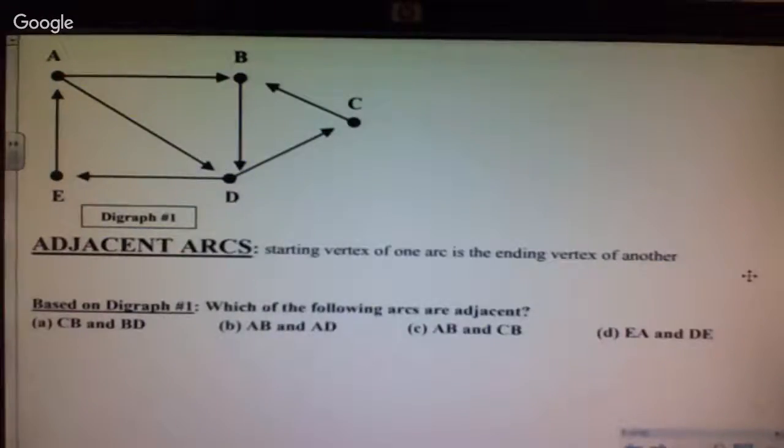Adjacent arcs. The starting vertex of one arc is the ending vertex of another. So in other words, they have to be side by side, and they have to lead one into the other. My first one that they want us to look at, C to B and B to D. Would you say these two are adjacent? Is it one path? Right, it's one path. I can draw that whole thing without lifting my pencil. So yes, these are adjacent.